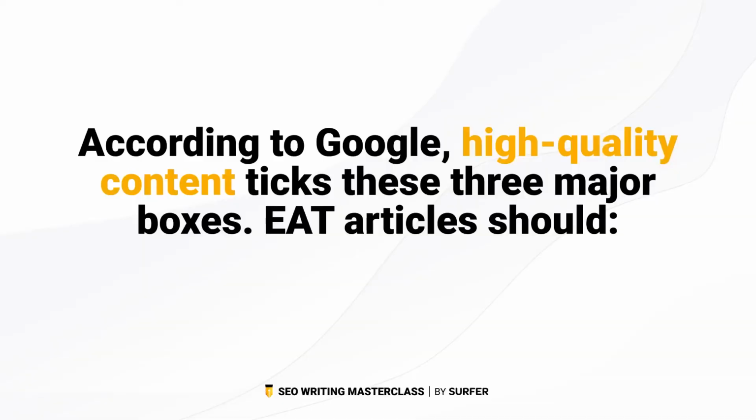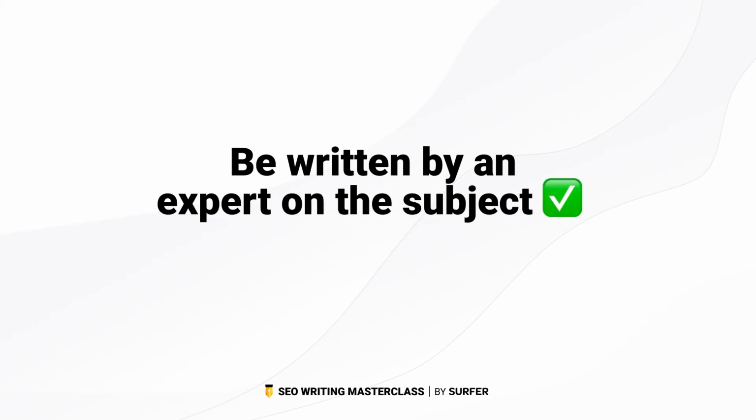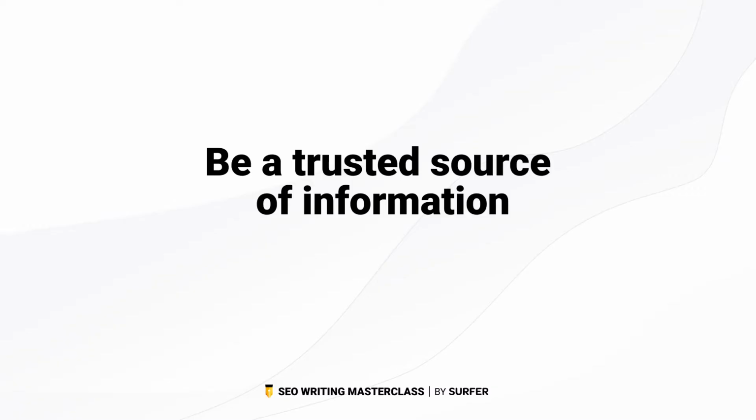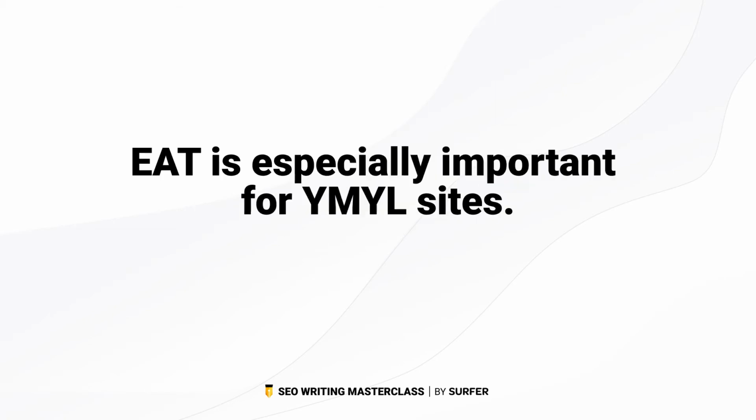So here's the SparkNotes version. EAT: expertise, authoritativeness, and trustworthiness. According to Google, a high-quality page or high-quality content ticks these three major boxes. EAT articles should be written by an expert on the subject. Check. Be considered an authority in their sector, so they should have more than one article on their site about the topic in question. Check. And lastly, be a trusted source of information. No spouting conspiracy theories or claiming the sky is purple. And hopefully, check.